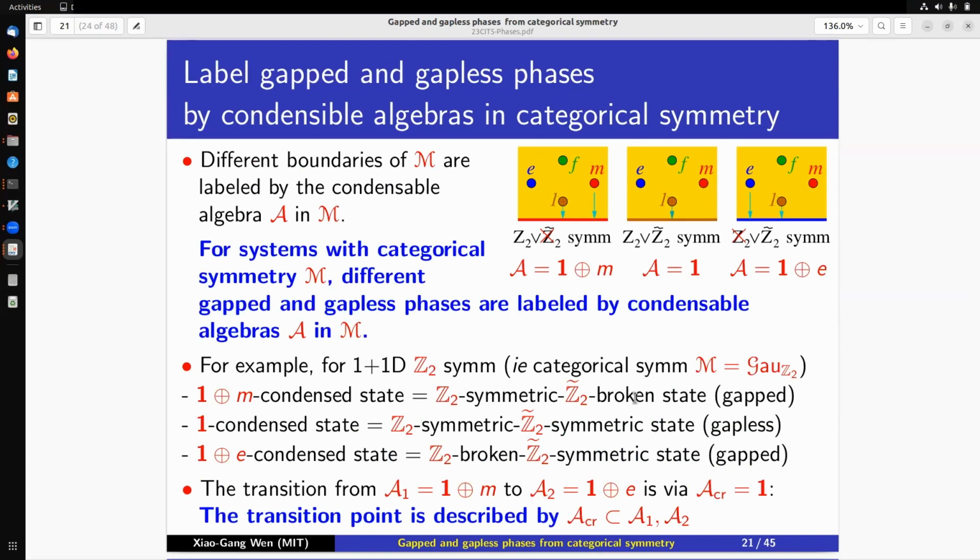Okay. So with this picture, now we have this Lagrangian condensed algebra which describes a gapped state. We also have the non-Lagrangian condensed algebra which describes a gapless state. So the general picture will be this. We can use this unbroken categorical symmetry, like this A1 plus M condensed algebra, and this other condensed algebra, to label different states. This label includes both gapped and gapless states. So this is maybe the wonderful main message from this consideration.